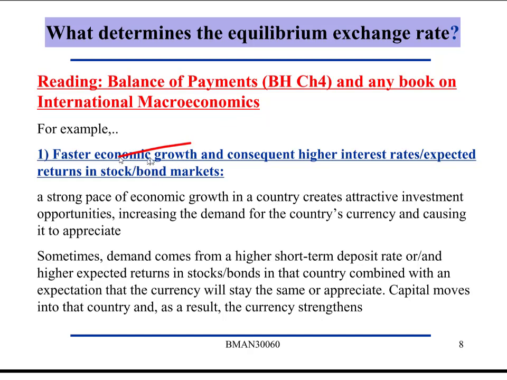The first one is faster economic growth and higher interest rates and expected returns in the stock and bond markets. For example, if you expect to see faster economic growth in the UK, that means for a foreign investor, let's say you are a US investor, you want to invest in the international stock market. And now you see the UK has a higher potential for faster economic growth in the future. Then you have more incentive to invest in the UK market. That means you're going to demand more pound for that investment. As a result, the pound will appreciate due to that higher demand.